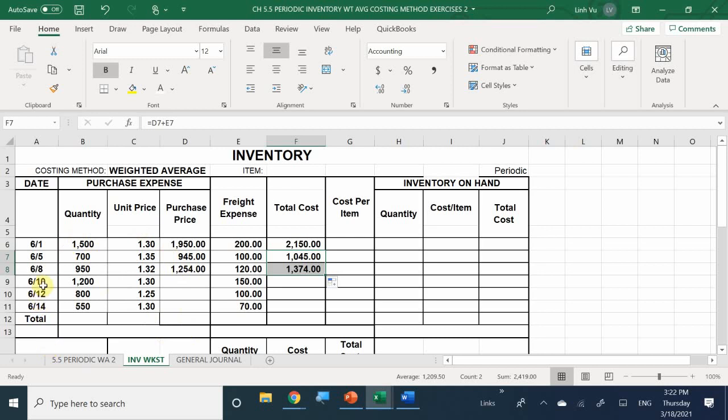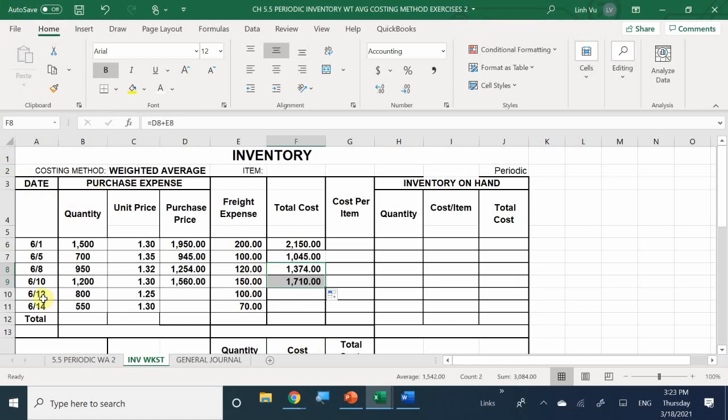Here we are on June 10th. We purchased another 1,200 units at $1.30. What is my purchase price here? $15.60. $15.60 plus $150 freight gives me a total cost of $17.10. All right, 2 more.